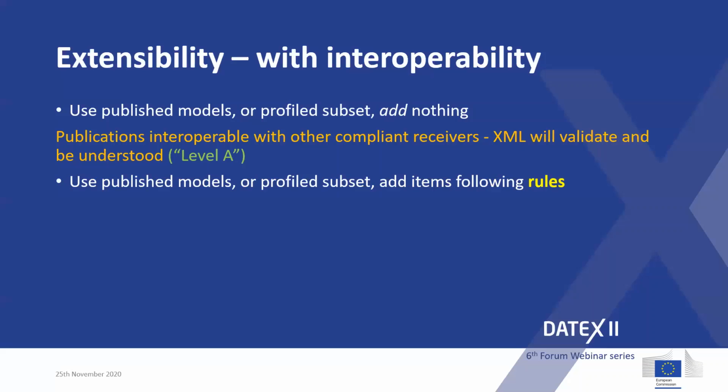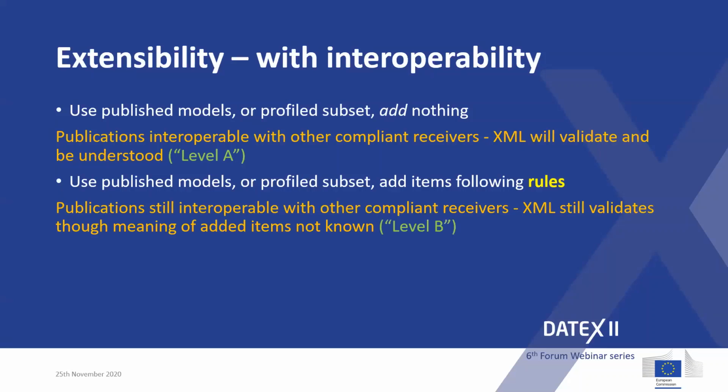If, however, you're still using the published models or a profiled subset, but you're adding your own items that nobody's ever seen before because you've got special needs for your application, and you do that in a way that follows certain rules that we have defined, certain ways of expressing the model elements for the additions, then your publications will still be interoperable with other compliant receivers. The XML, for example, will still validate. Those existing receivers won't know the exact meaning of the items you have added, but those items won't break. They'll say, oh yeah, this is valid DATEX and I can understand it all. This part here is an extension and I'm not going to look inside that, but it doesn't break. And that's level B compatibility.